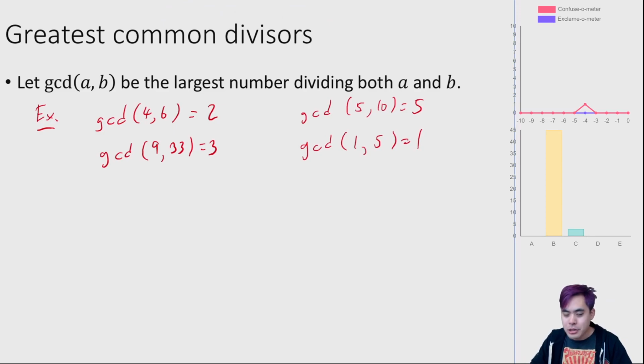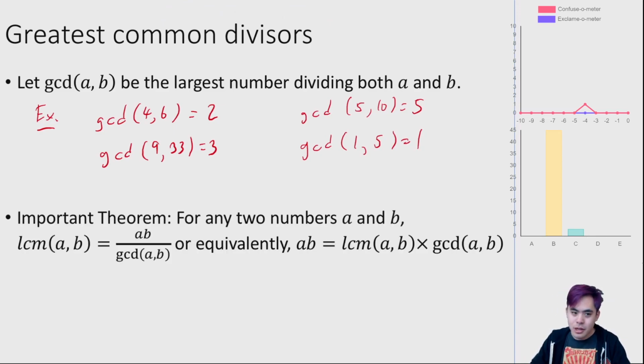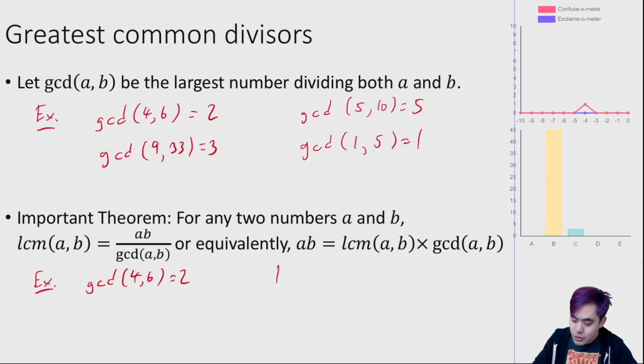Now, here's an important theorem that I'm not going to prove yet, but which is super important: for any two numbers A and B, AB, the product of the two numbers, is equal to the product of the least common multiple times the greatest common divisor. For example, the greatest common divisor of 4 and 6 is equal to 2, and the least common multiple of 4 and 6 we already know to be 12. And you notice that 4 times 6 is equal to 2 times 12 because they're both equal to 24.